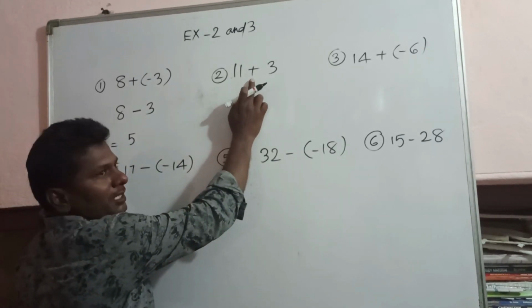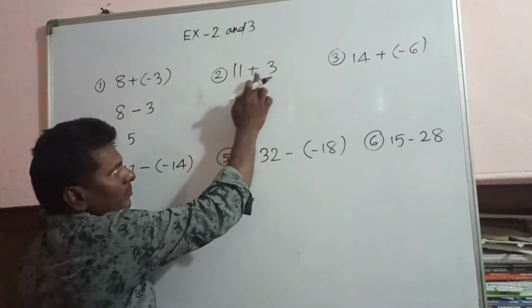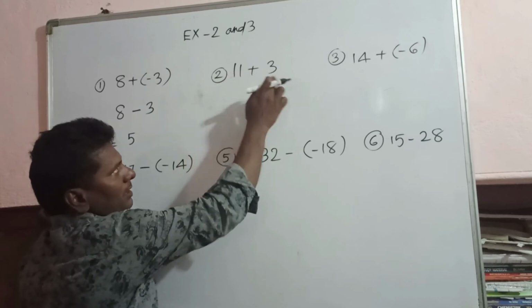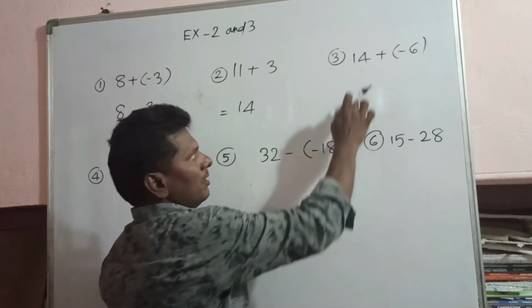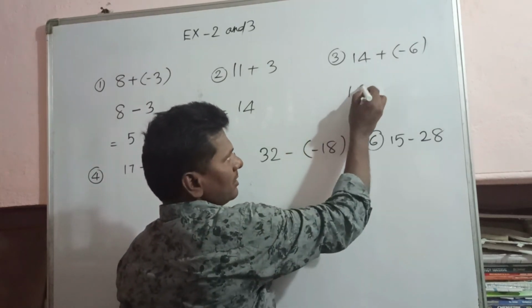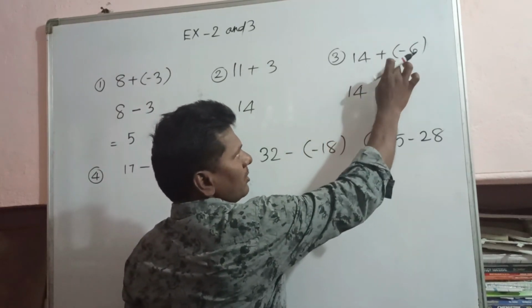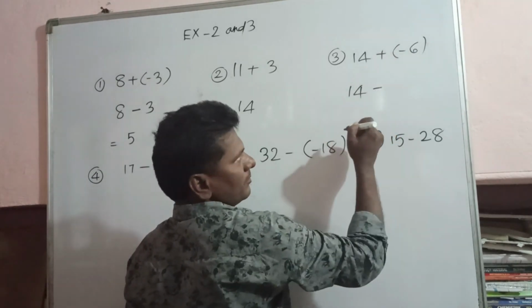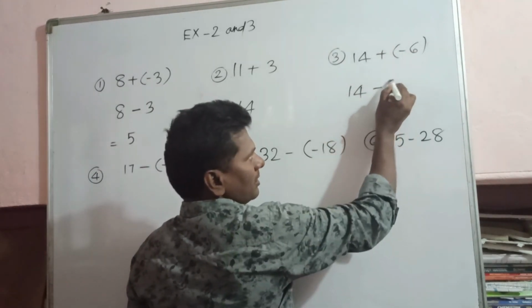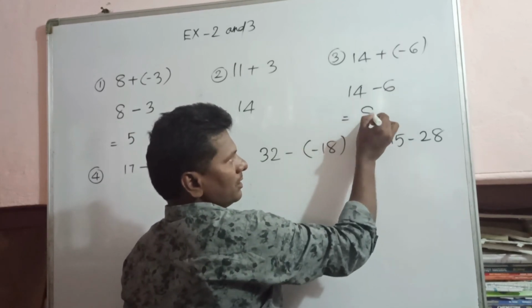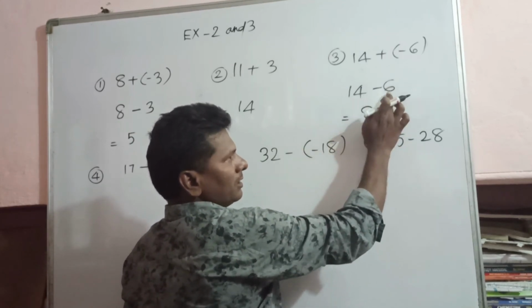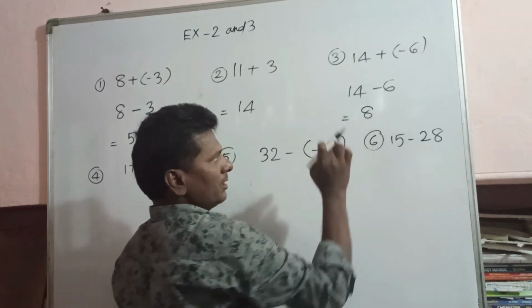Here the plus symbol is present. We have to add both numbers. 11 plus 3, that is 14. First write 14 as it is. Plus into minus, that is minus. Write 6 as it is. 14 minus 6, it is 8. Subtract 6 from 14. That is 8.